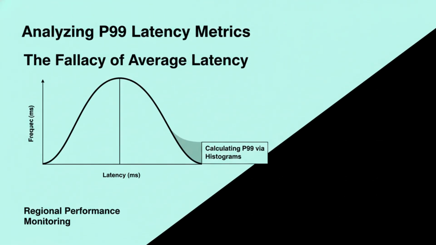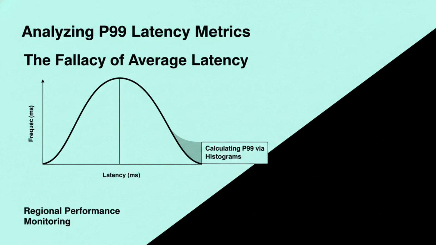Average latency is a lie. We care about the outliers. In high availability systems, P99 latency, the latency experienced by the slowest 1% of requests, is the most important metric. OpenTelemetry allows us to generate histograms from our span data to calculate these percentiles accurately.